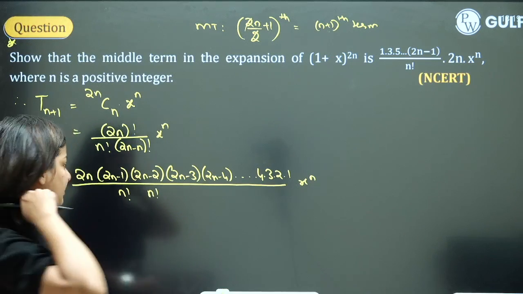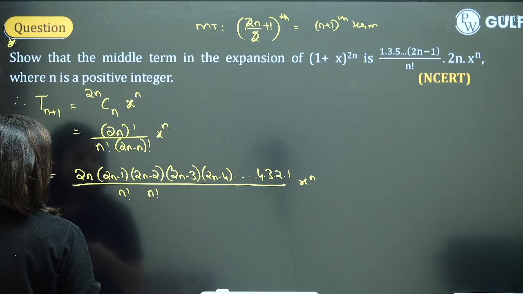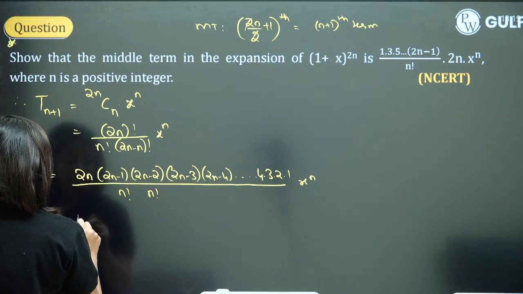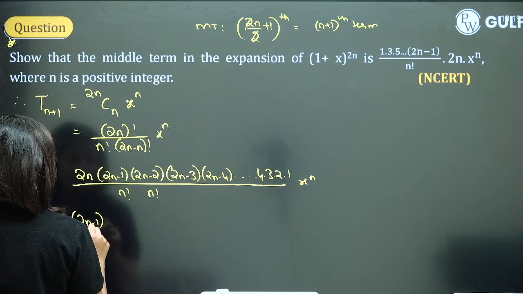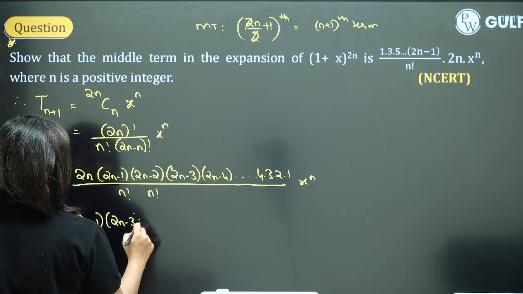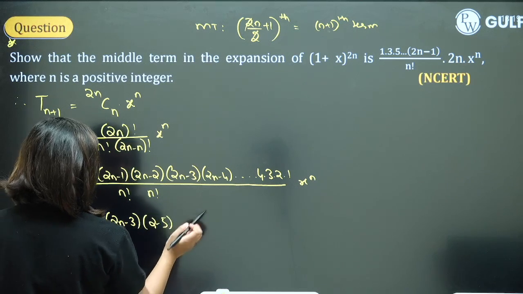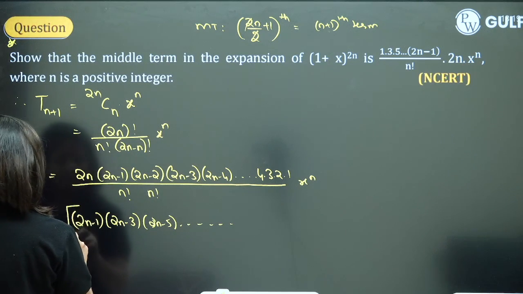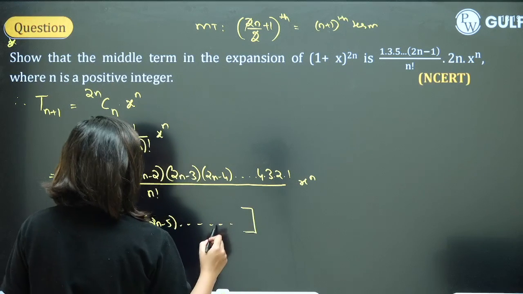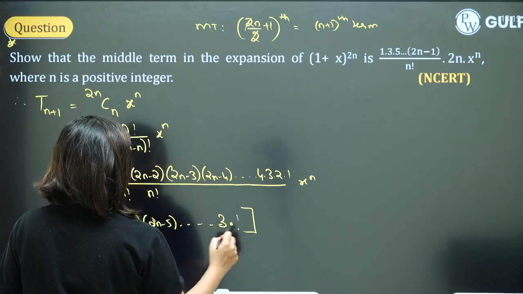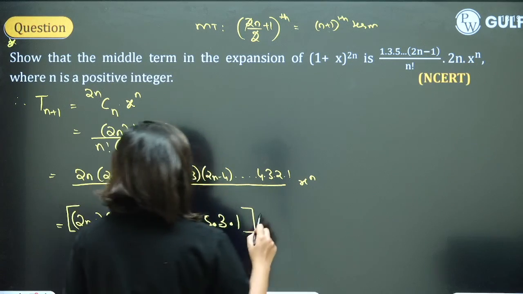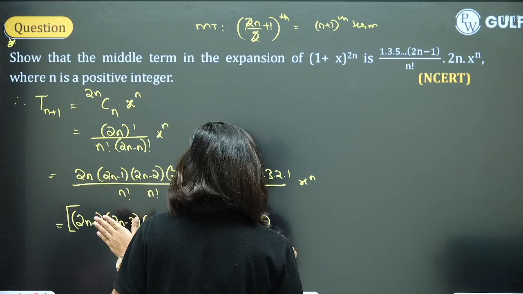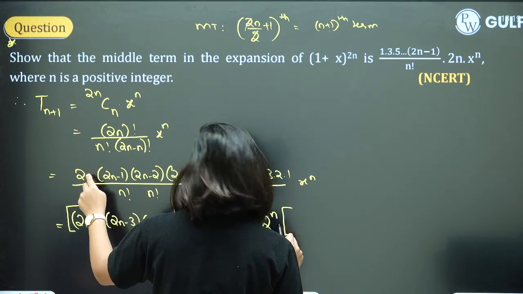From all this, what I'm doing is writing the odd terms first: 2n minus 1, 2n minus 3, 2n minus 5, and so on in one bracket, and this will go like 5, 3, 1. And then all the even numbers, like 2n, 2n minus 2, 2n minus 4, I'm taking 2 raised to n common. I'm taking 2 common from each of the terms.